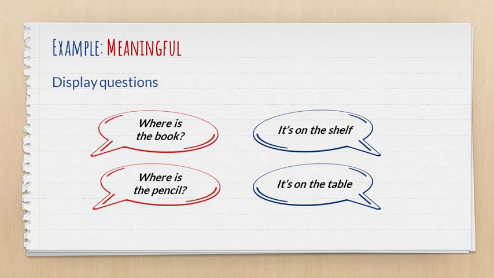Perhaps to drill prepositions. The students need to understand the question in order to answer. If they don't understand what where is the book means, they won't be able to answer. But the teacher already knows where the book is, so the teacher is still in control of the answer. And there is one correct answer expected. It's on the shelf. Could it vary slightly? Could the student say the book is on the shelf?